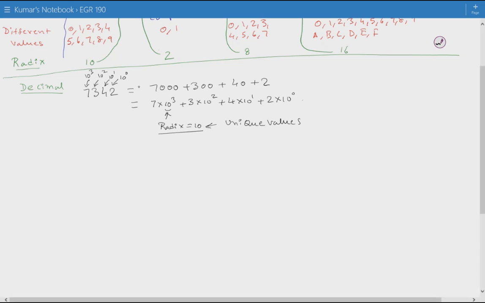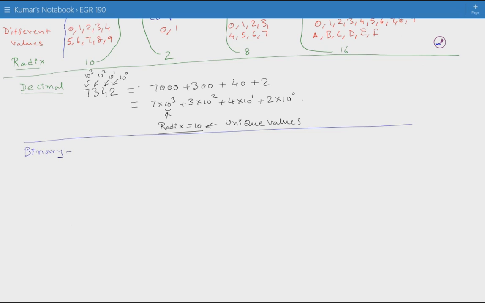So now let's look into something like a binary. A binary, as we said, has a radix of 2, so the different values are 0 and 1. Now let's look into a number like 1010, and since this is not the decimal number 1010, we have to clearly represent and say this is a binary number. So basically we put a parenthesis around it and we write a subscript of 2, which says this is a binary number.